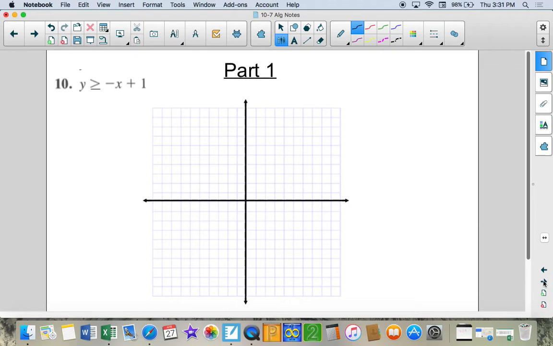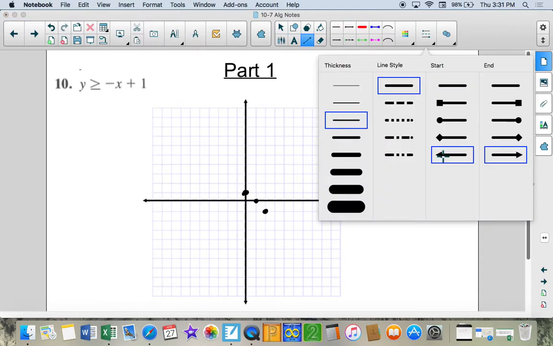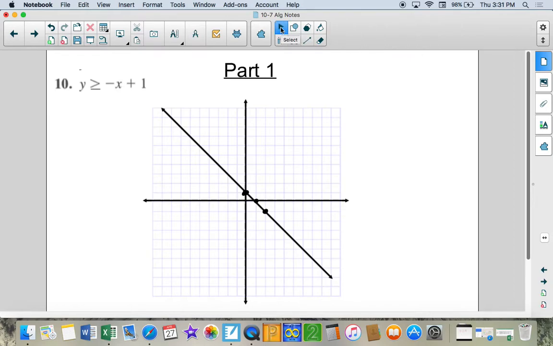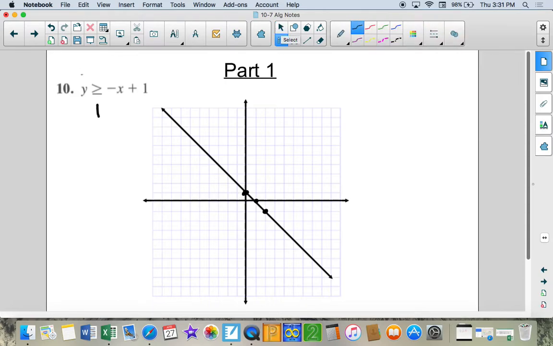We're going to graph it in the same way, where we look at our y-intercept, which is 1. We're going to make a dot. We look at our slope, which is -1. So we're going to go down 1, right 1, down 1, right 1. And then we're going to draw a line. And that line represents some of the true values. And what we need to understand is that in this case, because it's equal to, this is a very important understanding: when it's equal to, it's going to include the points on that line.